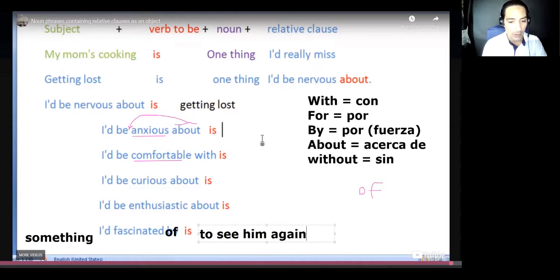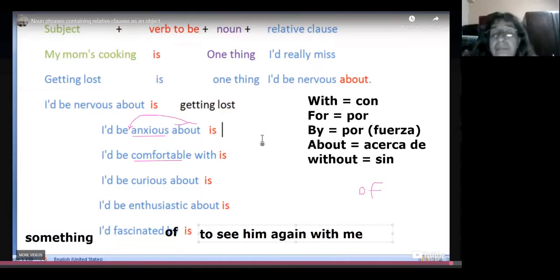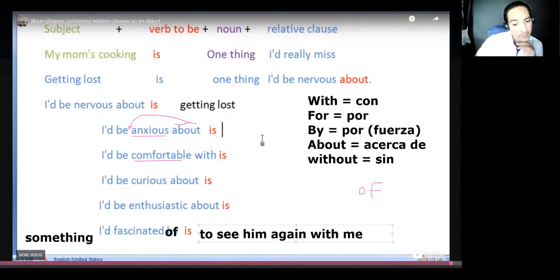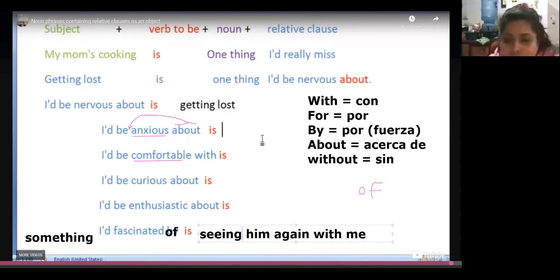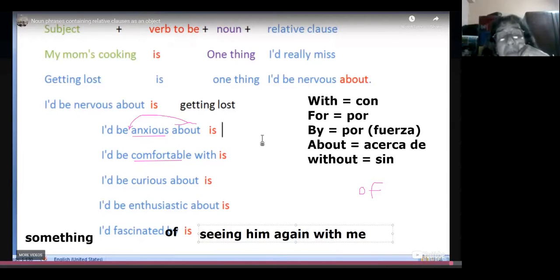With me. Algo, okay, with me. Okay, vamos a ver. Algo por lo que, algo de lo que, yo sigo diciendo por lo que, algo de lo que me fascinaría es verle de nuevo junto a mí. Again. ¿Tiene sentido? Make sense? No. It's to be. No. It's to have. It's to have. No see.